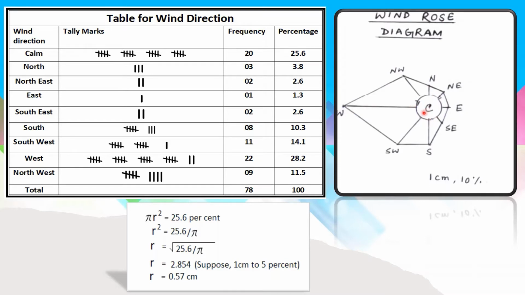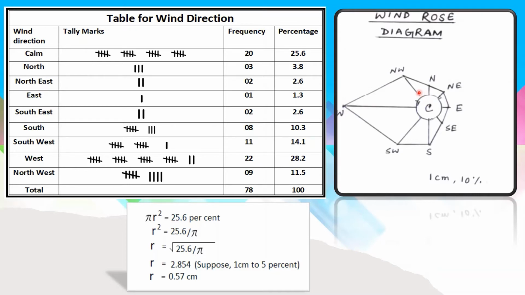We draw a circle to represent the calm condition. After drawing the circle, wind directions, that is north, south, east, west, northeast, southeast, southwest and northwest, are plotted according to the selected scale. Here this scale is 1 centimeter to 10%. The line must be drawn from the circumference of the circle, not from the center.